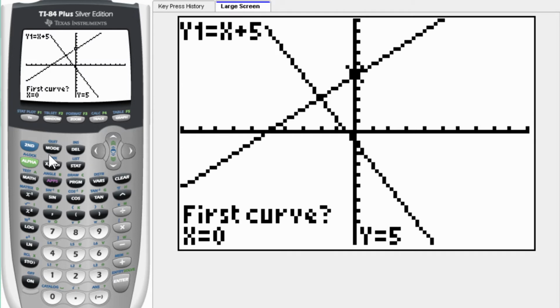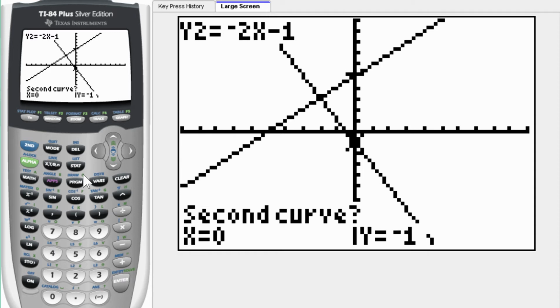Now, it's going to ask you a few questions, and the way we answer is by pressing enter. So it's asking if the cursor is on the first curve, and in this case it's a line, but yes, the cursor is on that first curve. So I'm going to press enter. Now notice it hops to the second curve, so it's asking if it's now on the second curve, so you press enter. And then guess.